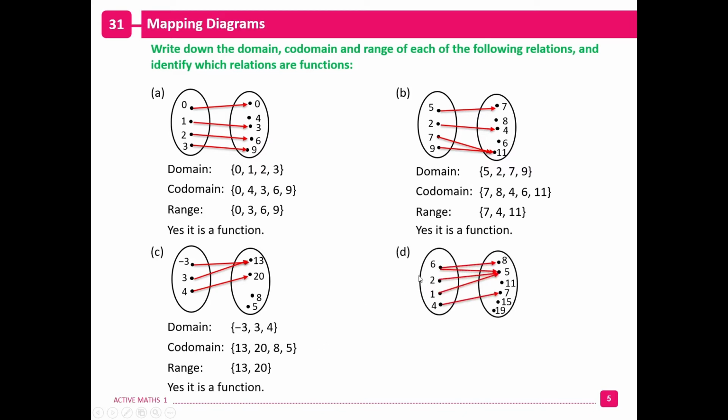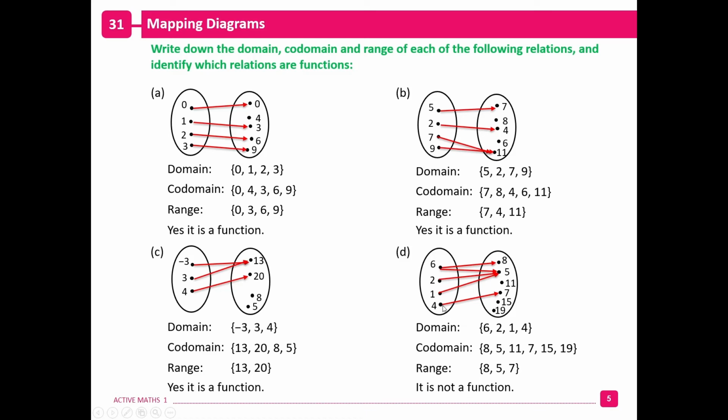And lastly, for D, we have domain, all 4 elements in the left, all 4 inputs. The codomain is all of the outputs that were possible, those that are actual and any that weren't actual. And the range are just the outputs that have actually occurred. So 5, 7, and 8.